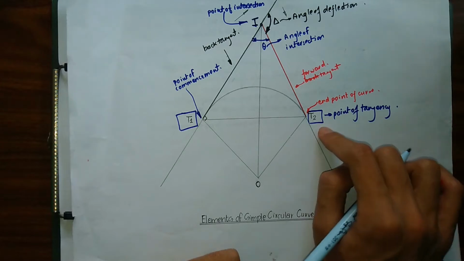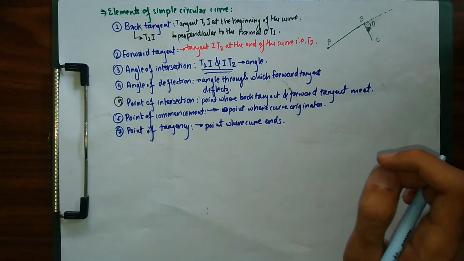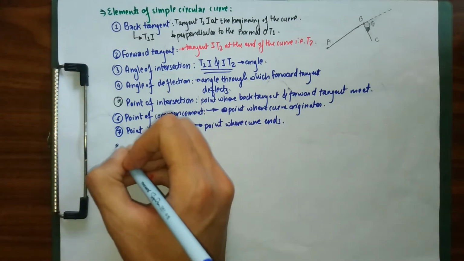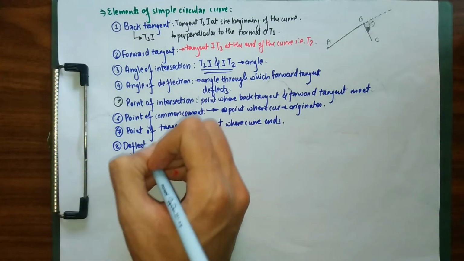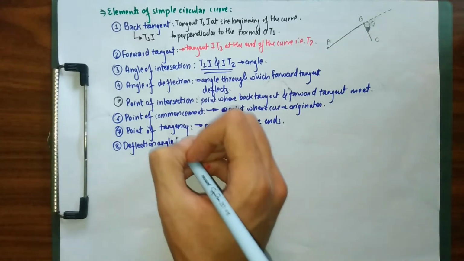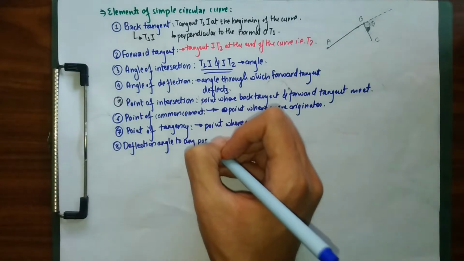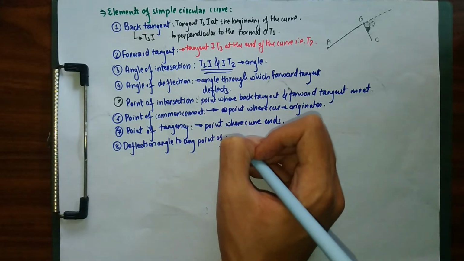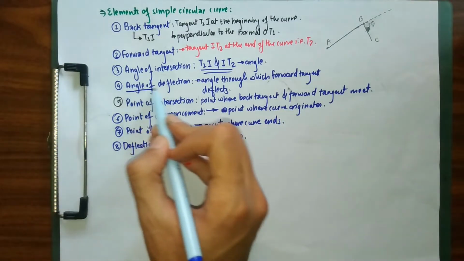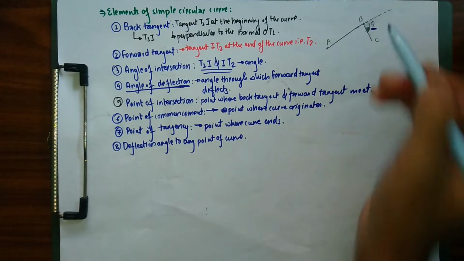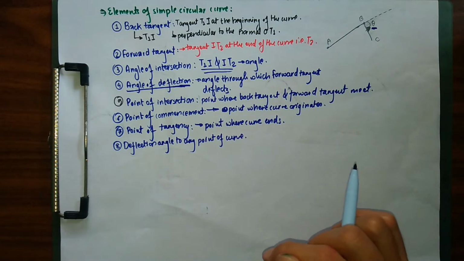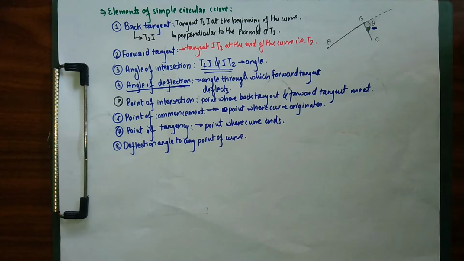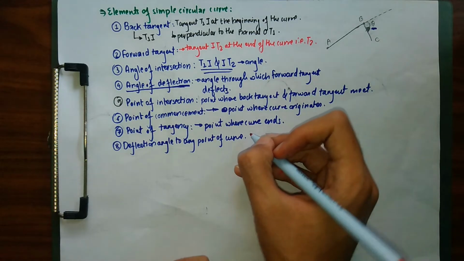Next, in number 8, we have the deflection angle to any point of the curve. In number 4 we talked about the angle of deflection, which was this, but right now we are talking about the deflection angle to any point of curve. It is different from our angle of deflection. So what is our deflection angle? Let me write the definition first.